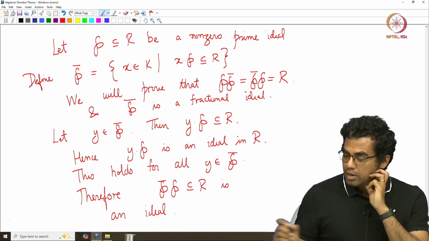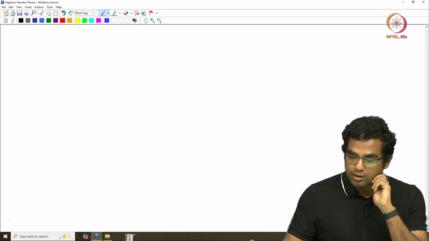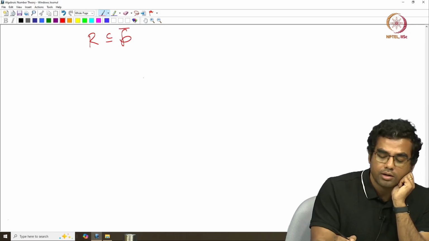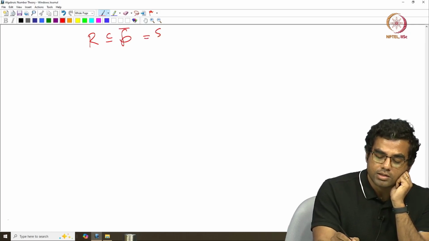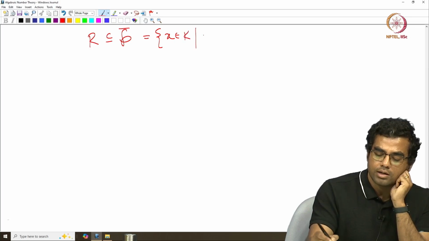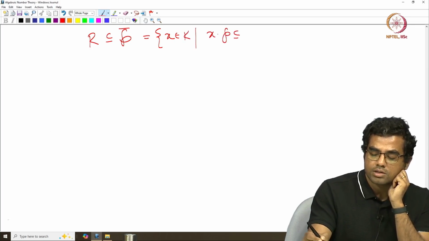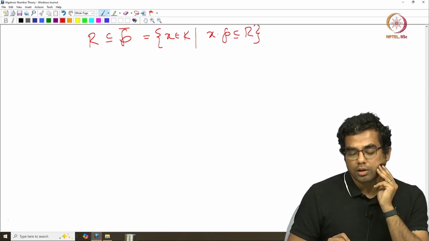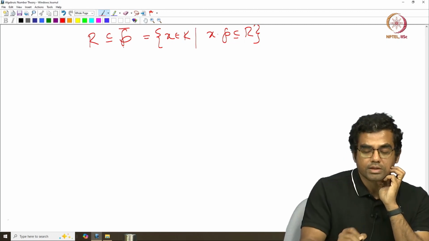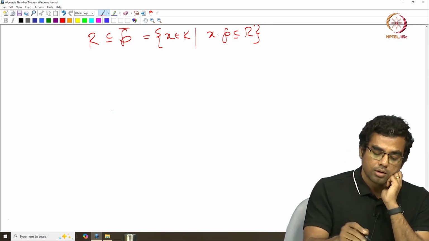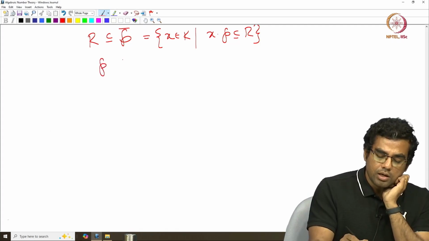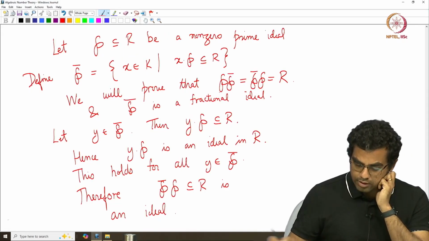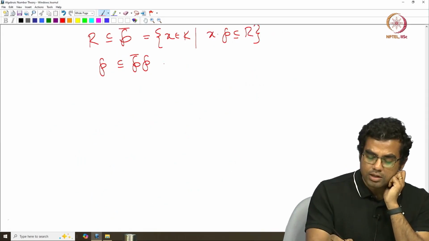Okay. But now you notice that R is contained in P bar. Recall that P bar is equal to the set of all x in K such that x times P is contained in R, and of course that holds for every element of R. So, R is contained in P bar. This means that P is contained in P bar P, and we already proved earlier that P bar P is contained in R.